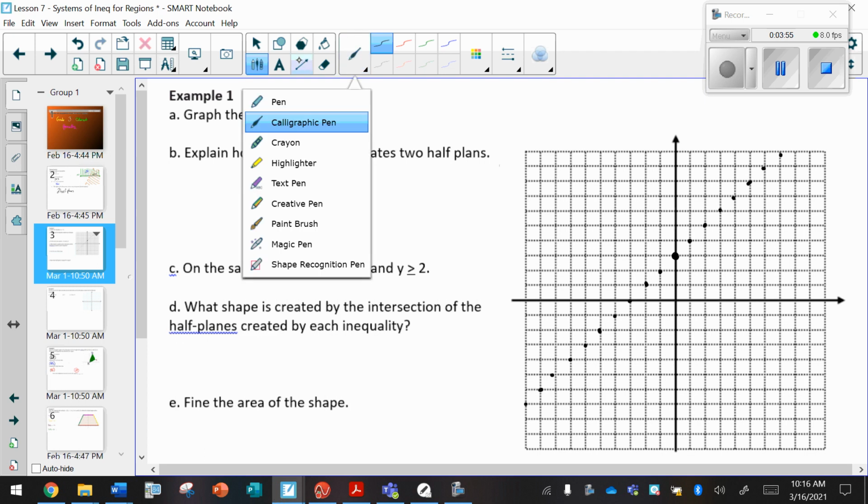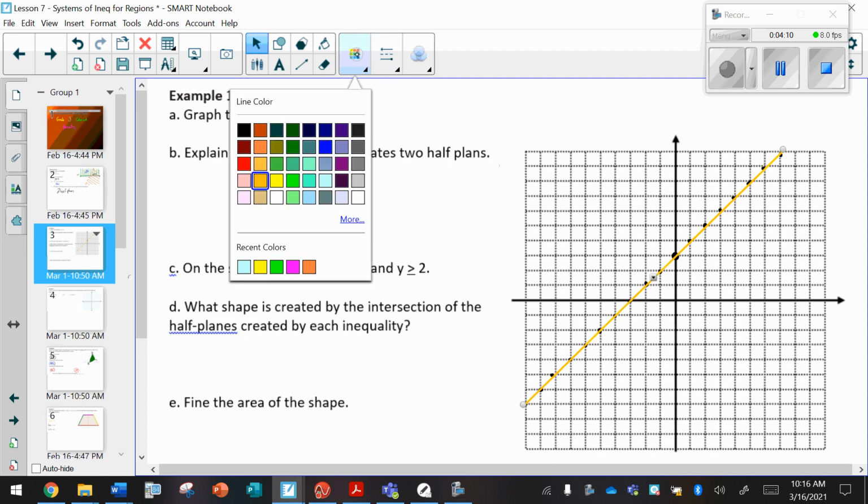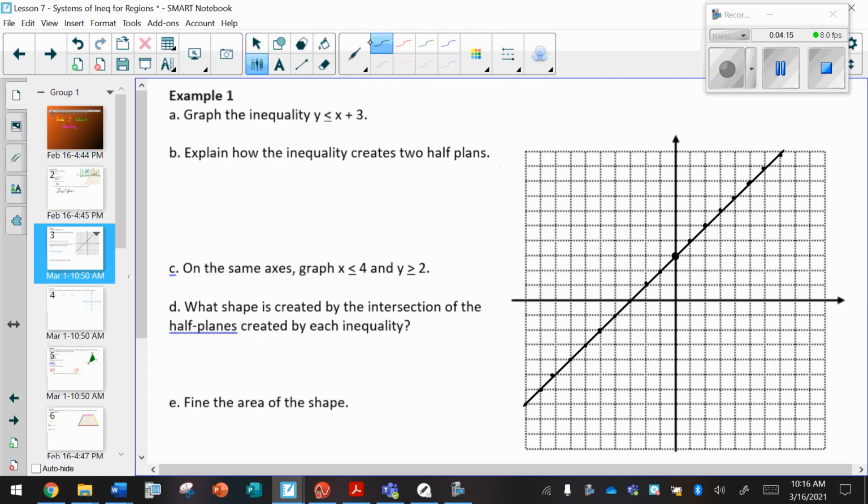As we go through this unit more and more, because we're going to be using these lines as the borders of shapes, we're going to be using solid lines almost all the time. But we still need to remember that it could be a dotted line if it cannot be equal to. According to this, we are shading where y is less than x plus 3. So where y is less than would be below the line. So I'm going to shade below the line.